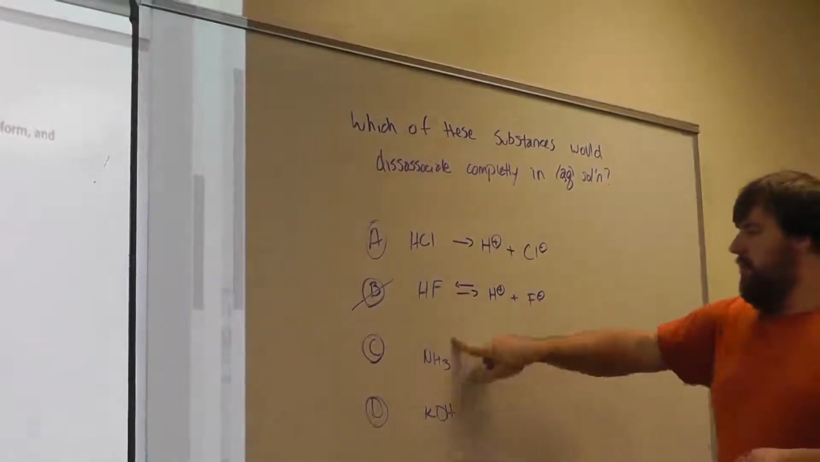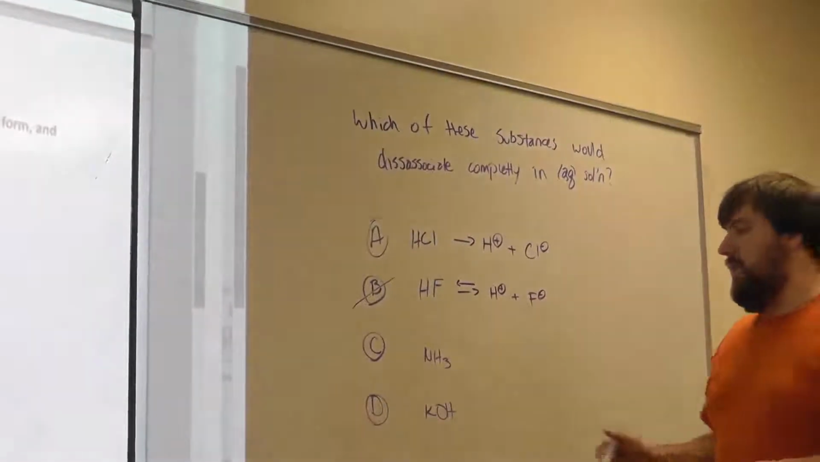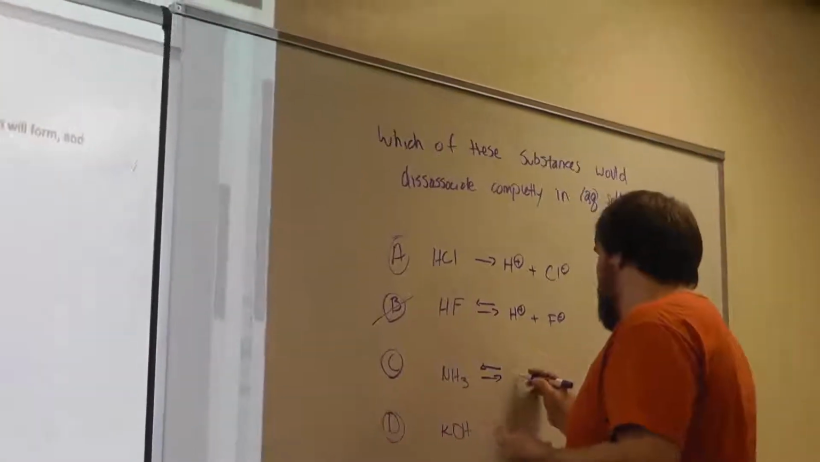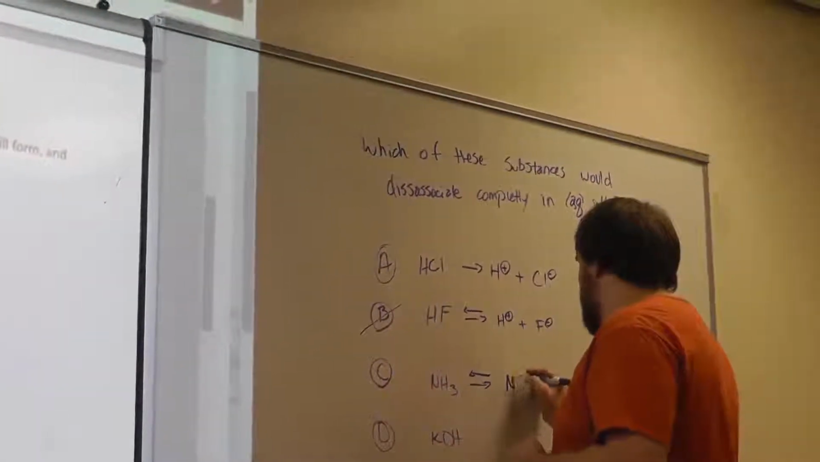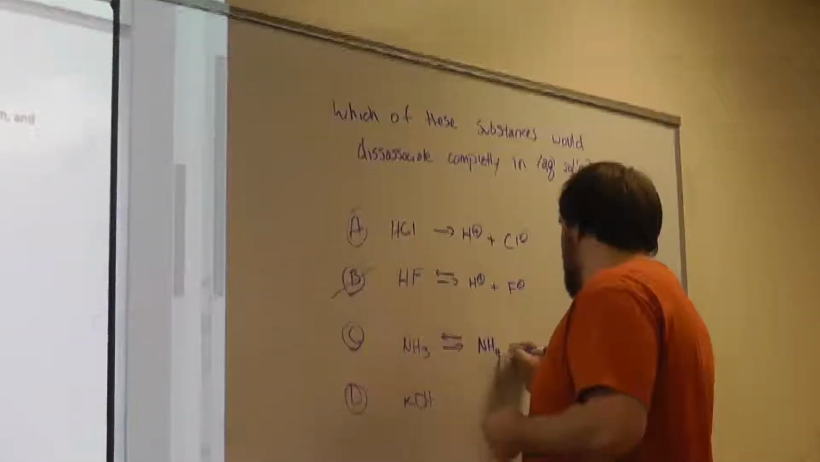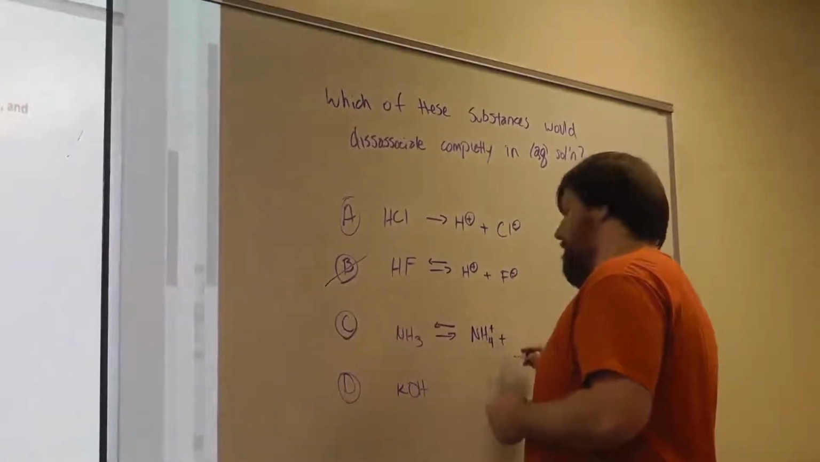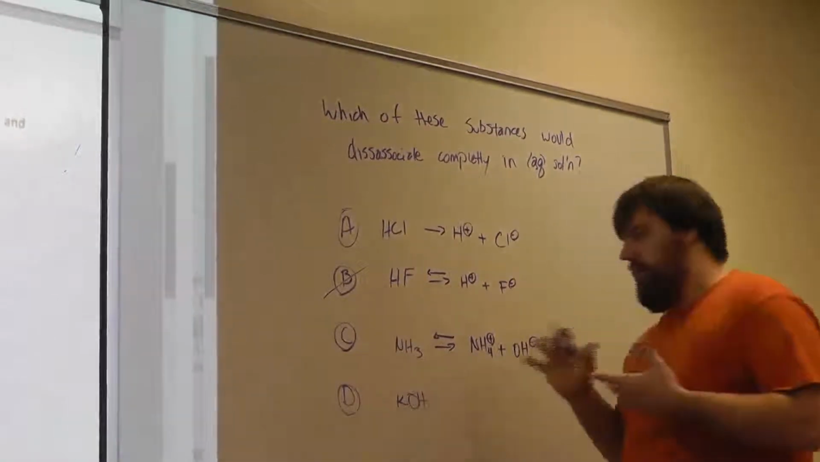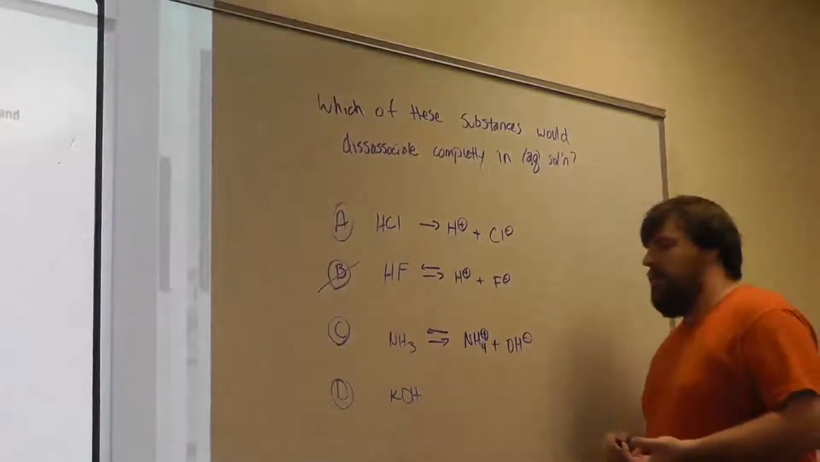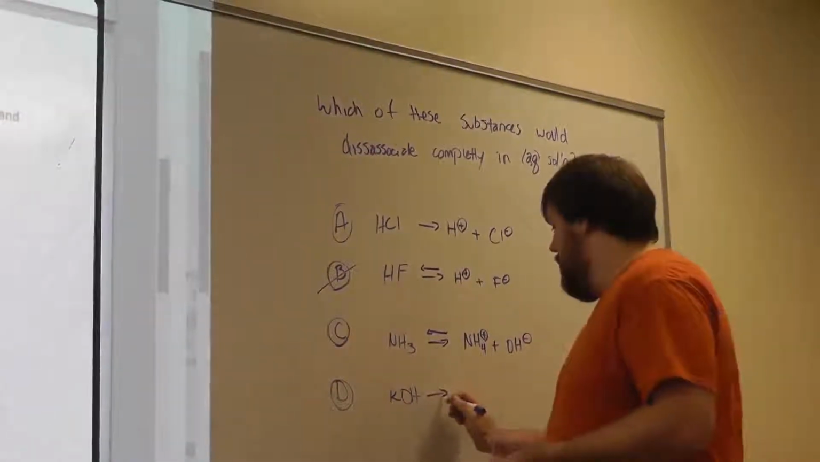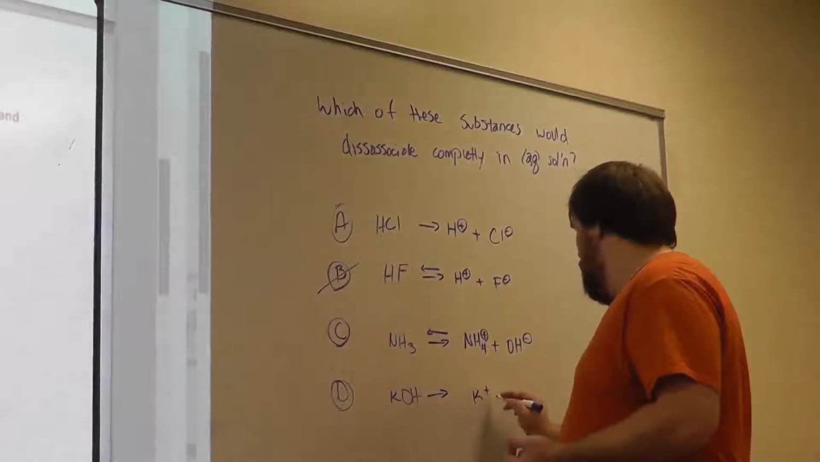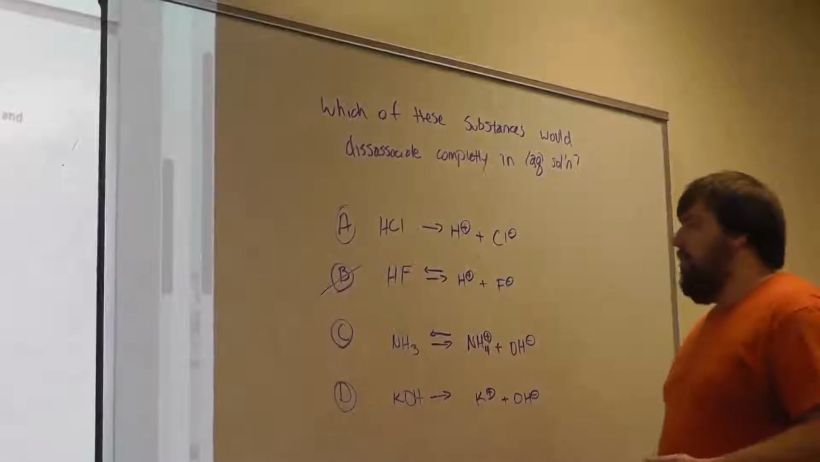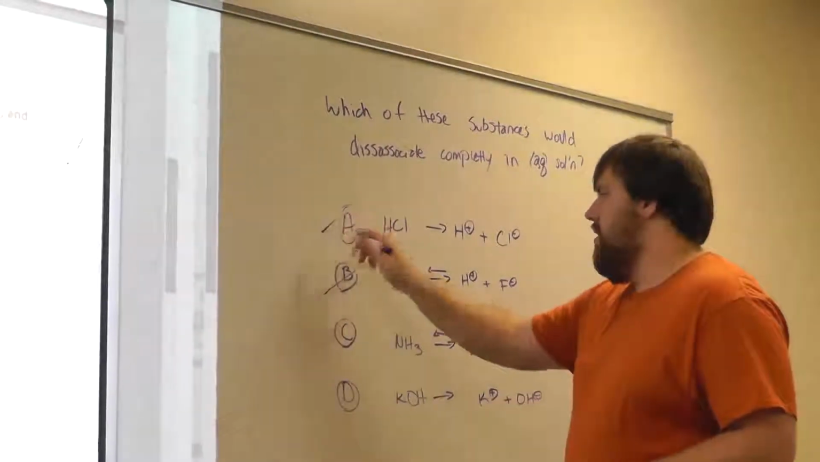So what about ammonia? It's not strong, it's going to have that two-way arrow. Remember, it's your only weak base that doesn't have hydroxide in there. It forms hydroxide as a product, but it does not inherently have it there. And then potassium hydroxide here, another strong base, one-way arrow. So the ones for this would then be A and D.